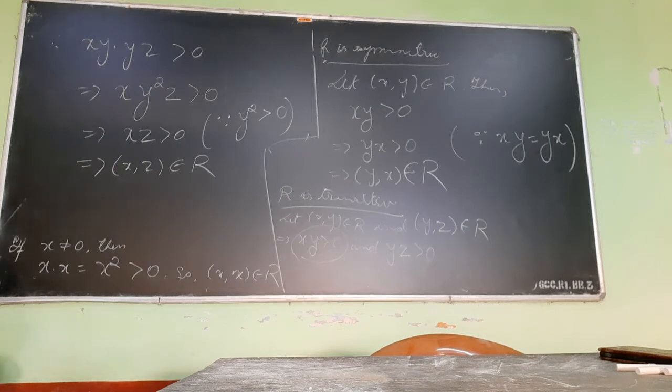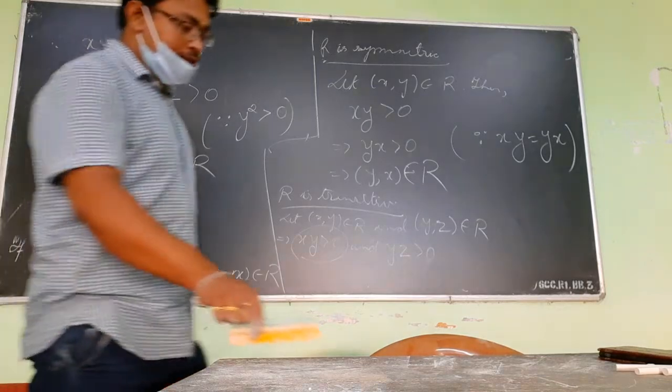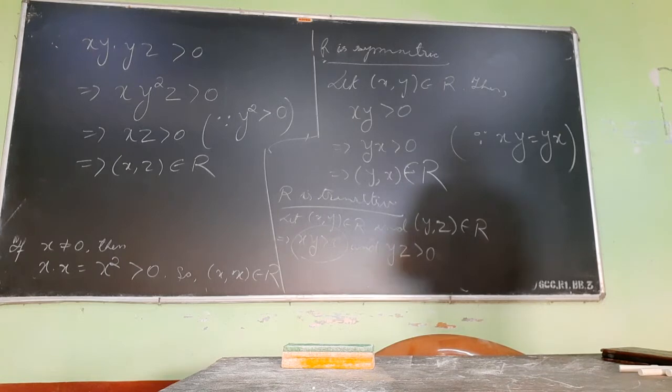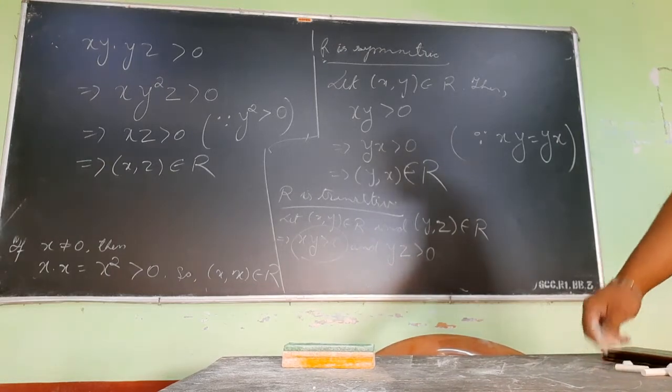So R is transitive. Okay. So it's reflexive, symmetric as well as transitive. So it's an equivalence relation. Okay, so I'll give you some homework, you try. Okay, try solving.